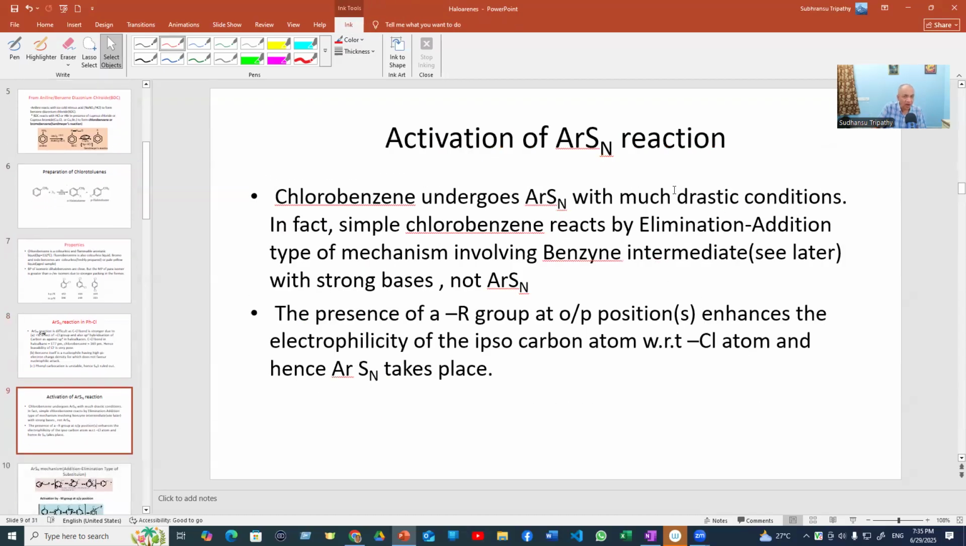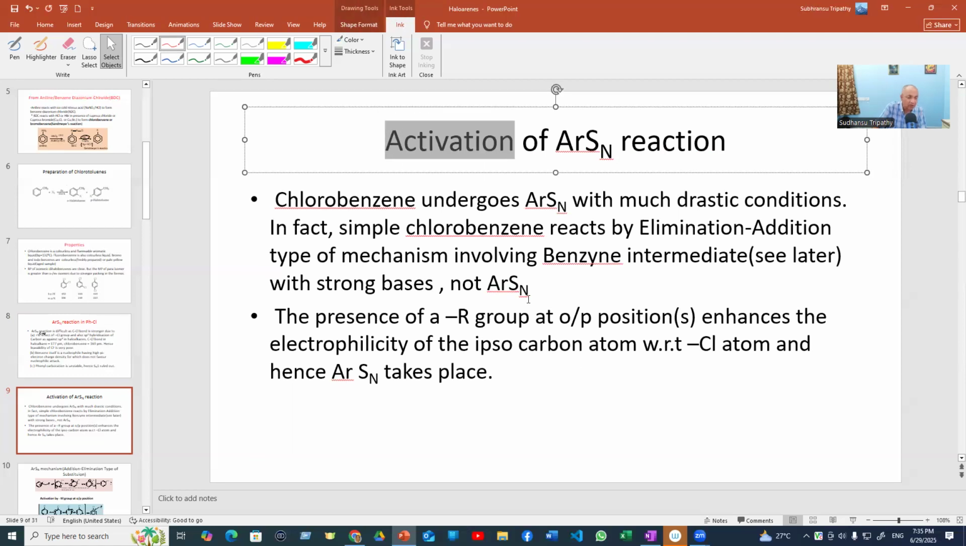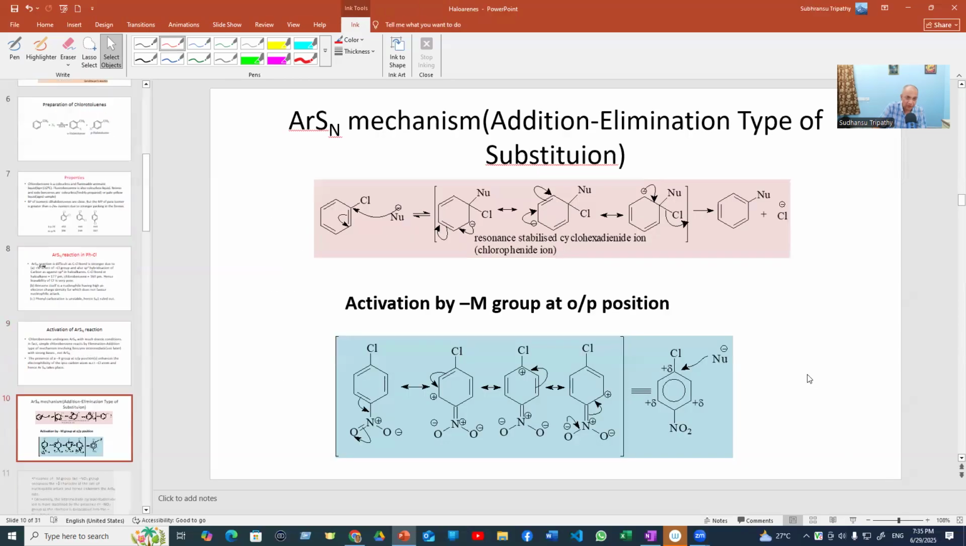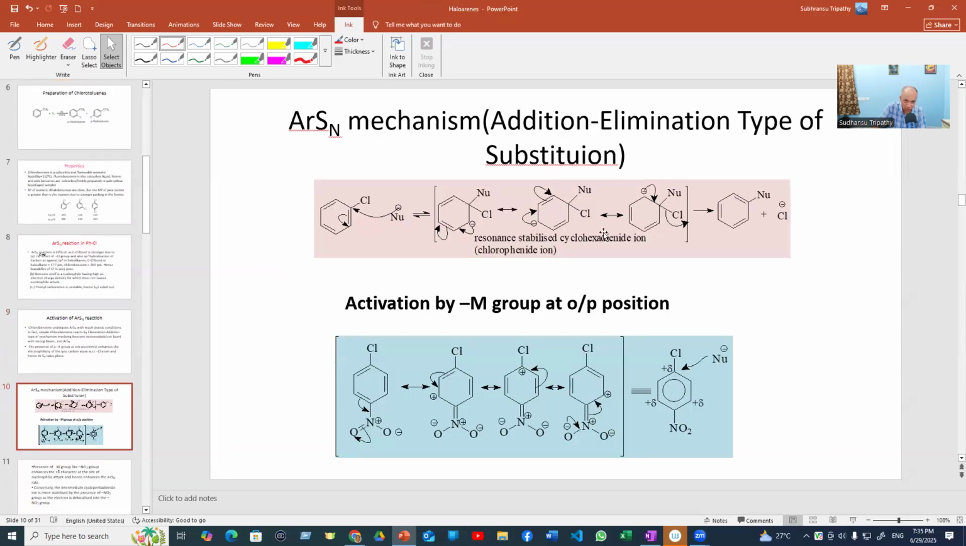Then activation. How the ArSN reaction is activated by the placement. This activation word I didn't write, but it is really activating for the ArSN by placing a minus R group at the ortho-para position. That I have shown you. Chlorobenzene I have explained, but this doesn't happen. It happens in the other way.